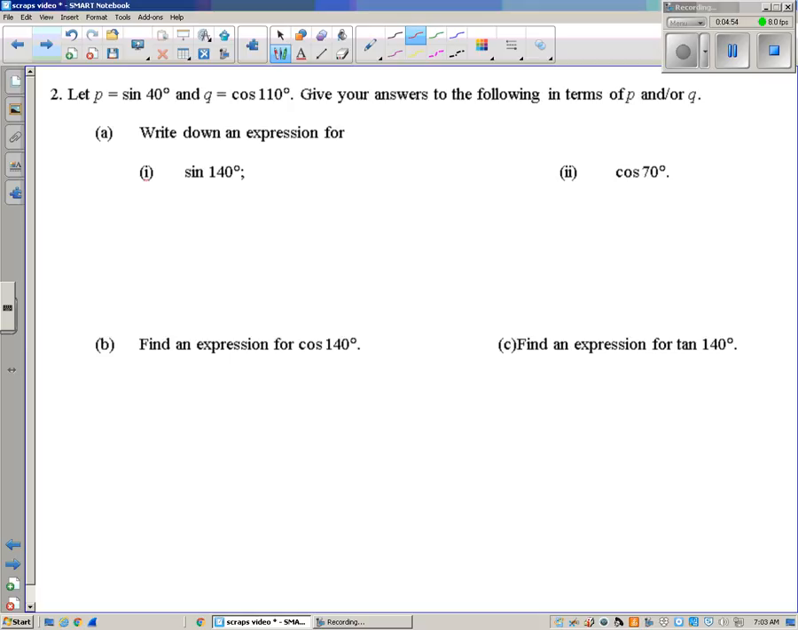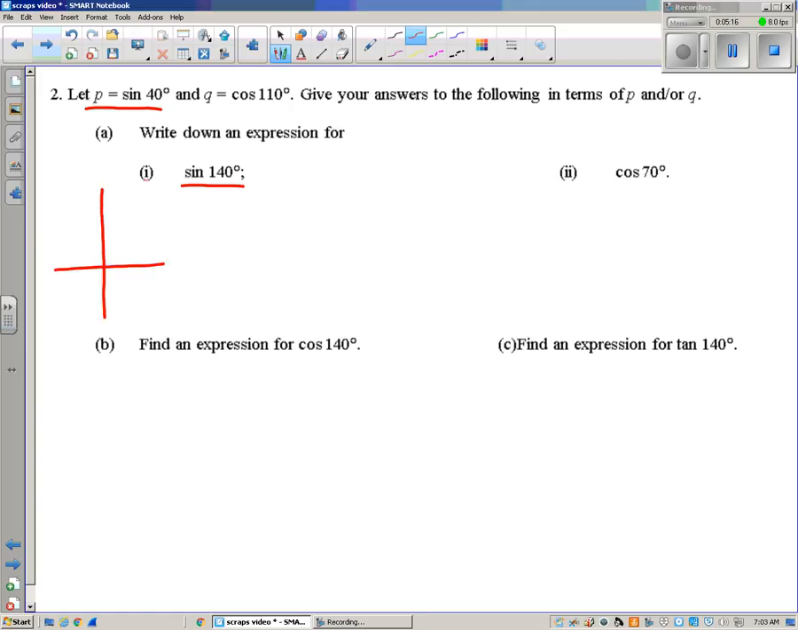They are telling us here, let p equal the sine of 40 and q is equal to cosine of 110. Give your answers in terms of P and Q for the following expression. So they want me to rewrite the sine of 140 in terms of P. Well, if I know I'm dealing with sine and 140, it looks kind of similar to P is equal to sine of 40. So let's unpack this one a little bit.